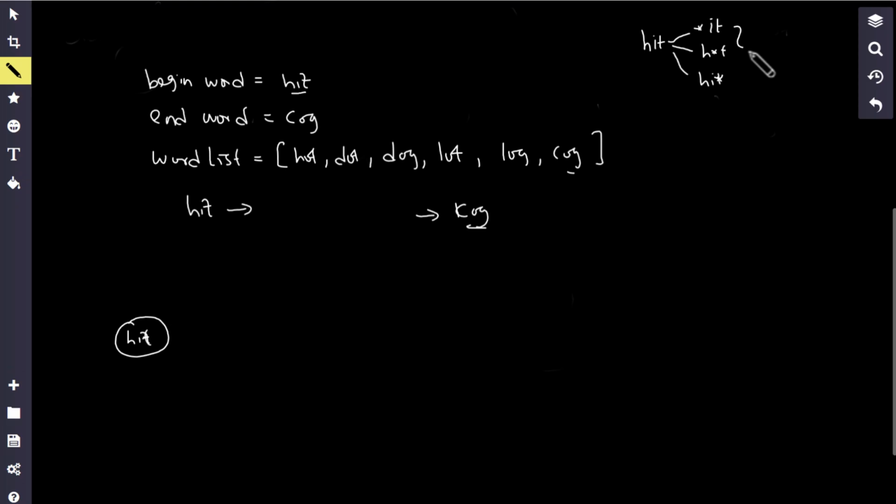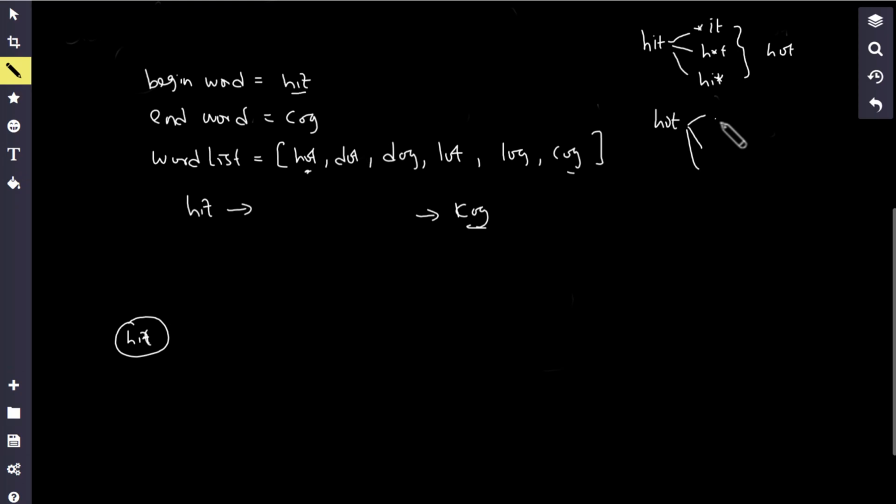And then what will be the corresponding word in the word list? Well, the only word that corresponds to any of these three conditions has to be HOT. That satisfies one of these conditions; any other word doesn't satisfy them. Okay. Now let's look at this word HOT itself. Let's consider the neighbors of HOT.